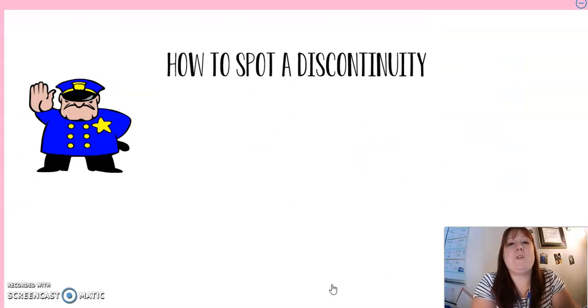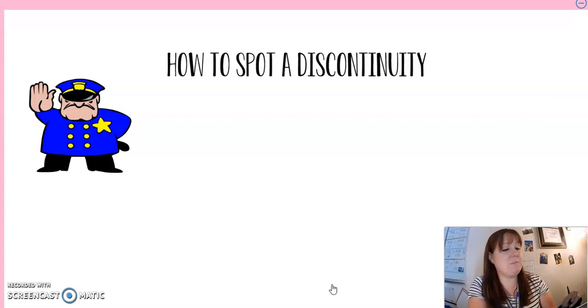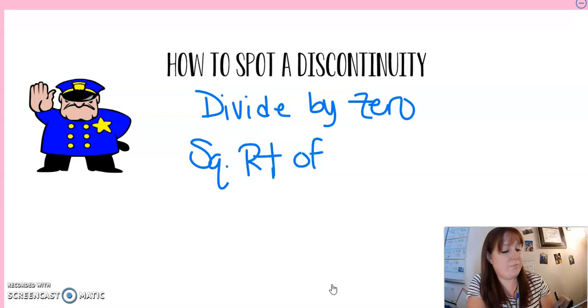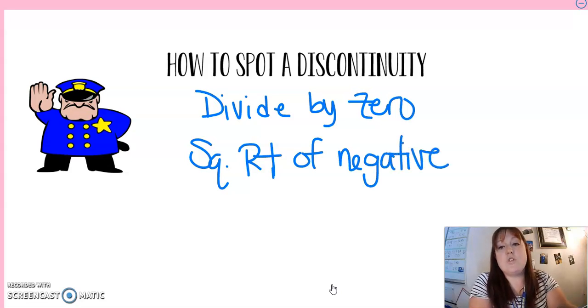So how do we find asymptotes? Well, first we're going to talk about vertical asymptotes. We're going to talk about how we spot a discontinuity. Remember, there are two things that are illegal in math. We can't divide by 0, and we can't take the square root of a negative number. So if any of those things are happening, we have a discontinuity, right? We have some domain restrictions on our function.